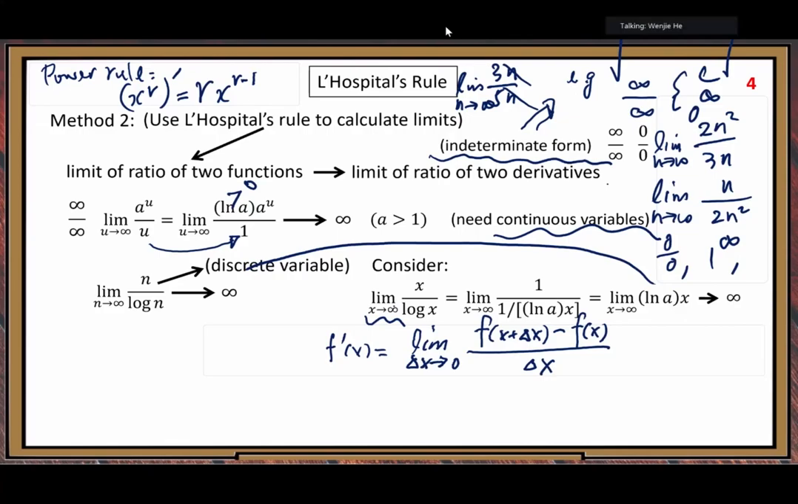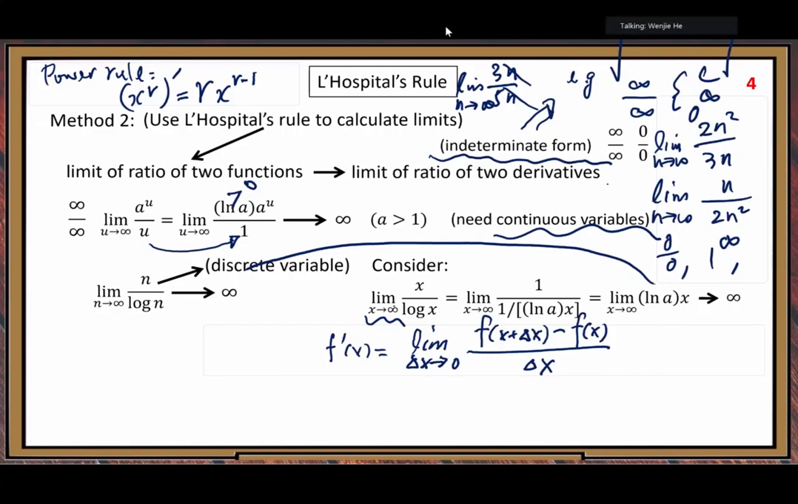Do you know how x approaches infinity? It only tells you x approaches infinity. It does not tell you how. Right? There are millions of ways for x to approach infinity.